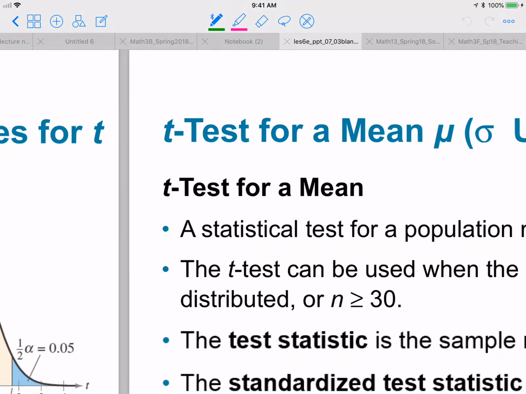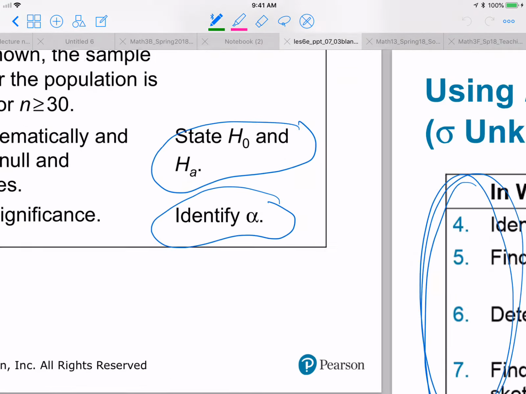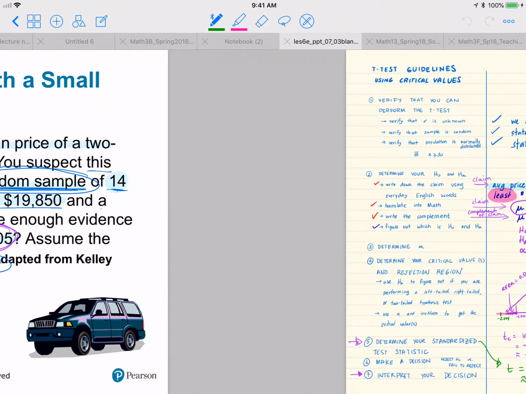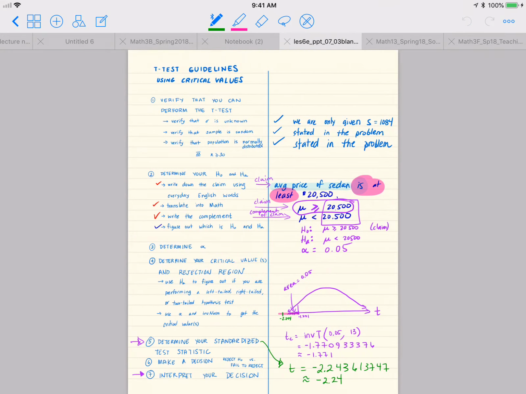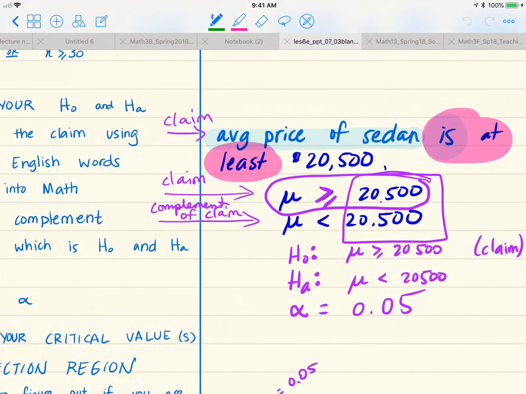So it's time to make a decision. Remember, how do we make a decision? Since we're using the critical value method, is the standardized test statistic in the rejection region? Yes. So we reject H naught.